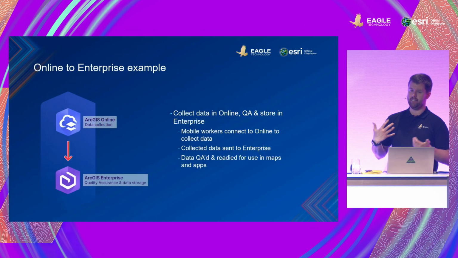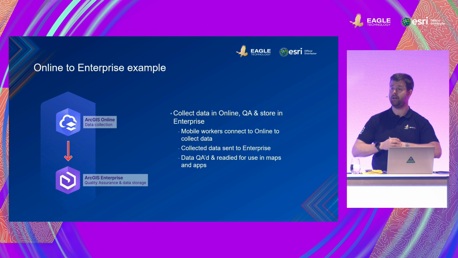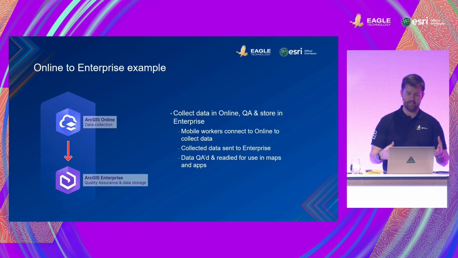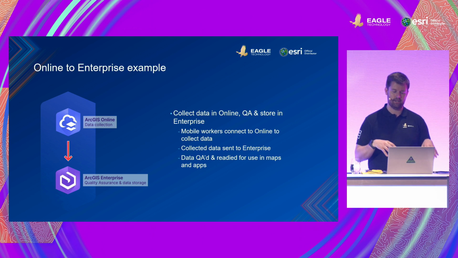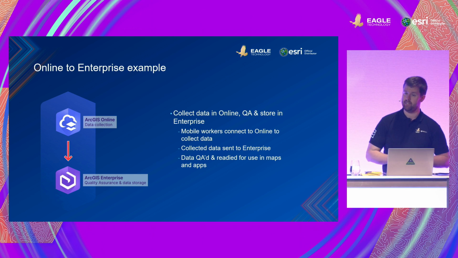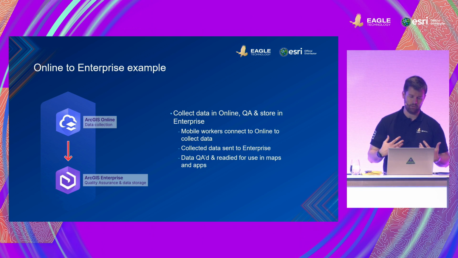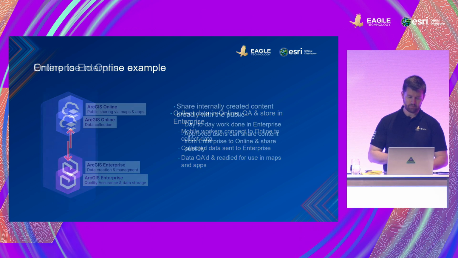So let's look at our online to enterprise example where we have data collection happening in an ArcGIS Online environment. It may be our contractors, we don't want them accessing our internal enterprise environment, but we're all right with them being members of an online subscription, either through groups or built-in users. So collecting data in online, quality assurance, and then storing that in enterprise is the high-level flow. Mobile workers connect online to collect the data, and then the collected data will be sent to the enterprise, where business logic and rules would be applied through quality assurance of the data collected, and then readied for use in maps and apps.